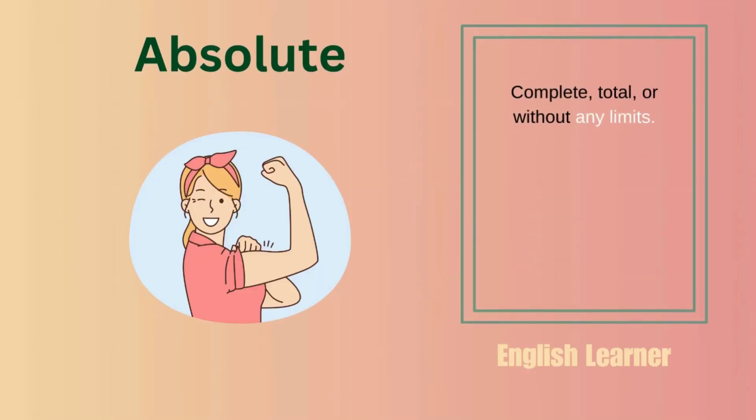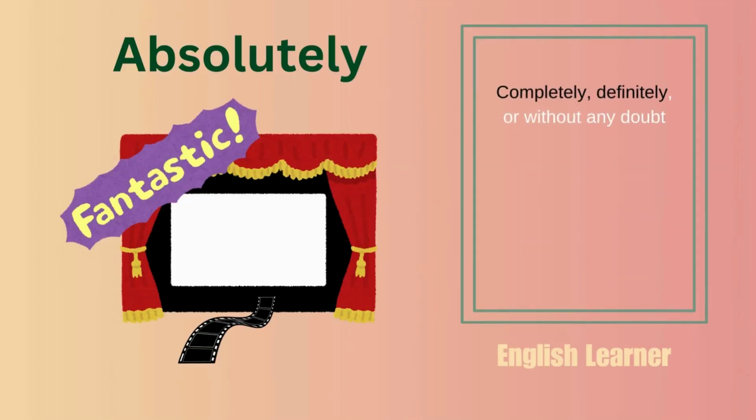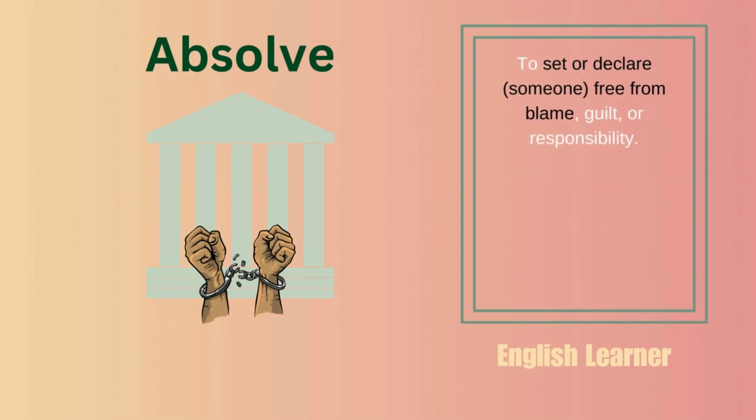Absolute. Complete, total, or without any limits. Example. She has absolute confidence in her abilities. Absolutely. Completely, definitely, or without any doubt. Example. The movie was absolutely fantastic. Absolve. To set or declare someone free from blame, guilt, or responsibility. Example. The court absolved him of all charges.